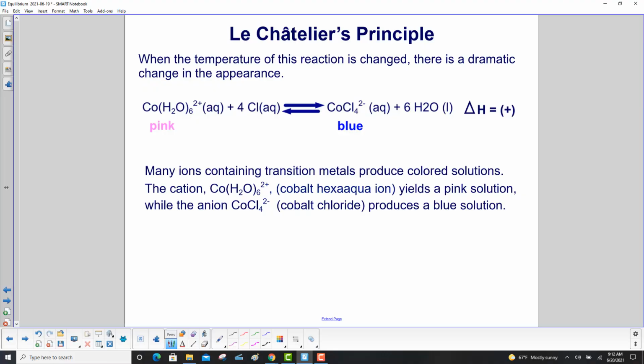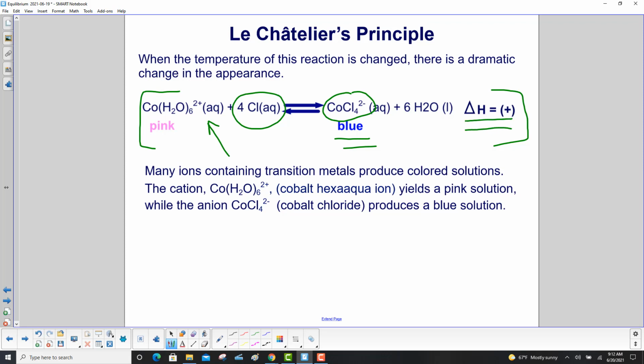When the temperature of this reaction is changed, there is a dramatic change in the appearance. We have cobalt hexaqua ion, which is a pink solution, and then we have an anion, cobalt chloride, which is a blue solution. And this chemical is also used in fish tanks, because look what it's doing. It's combining with chlorine in the water and turning it into this ion. Chlorine's not good for fish, so it helps get rid of that. Delta H is positive here. And let's see, what else do we have?